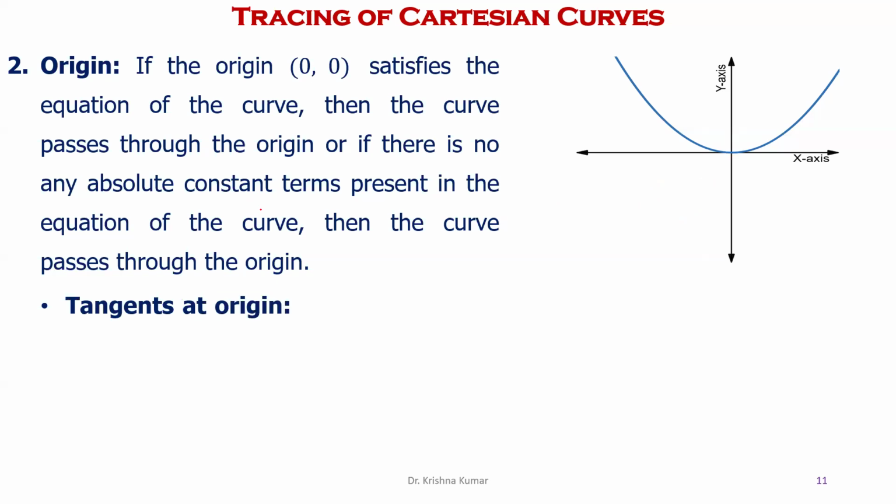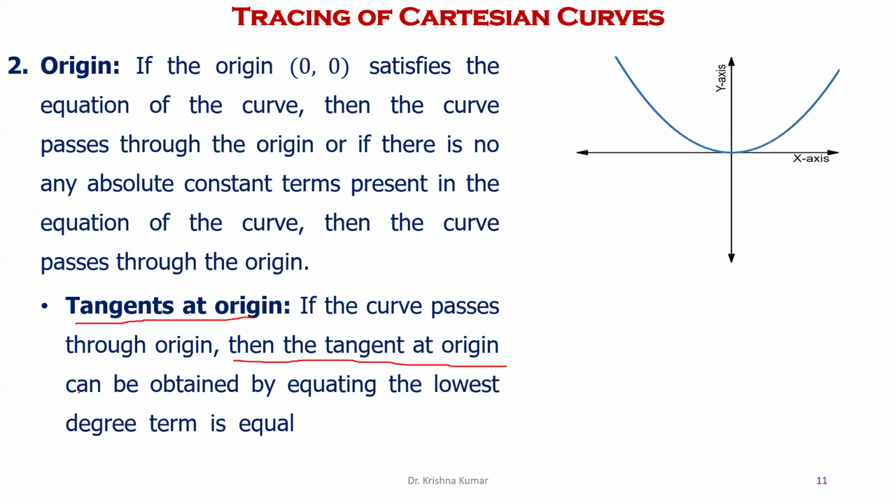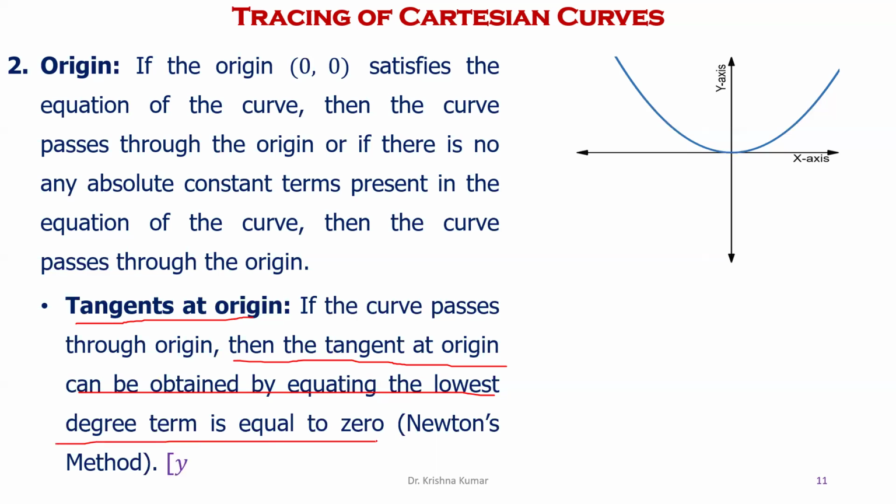Now, if the curve passes through origin, then is it possible to find the tangent at origin? Yes, if the curve passes through origin, then the tangent at origin can be obtained by equating the lowest degree term to 0, which is called Newton's method. Let us take one example: 2ay square minus xy square equal to x cube. So what is the lowest degree term? It is 2ay square.